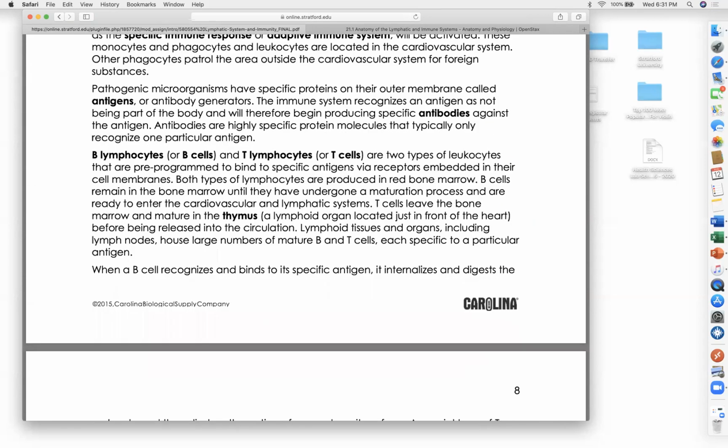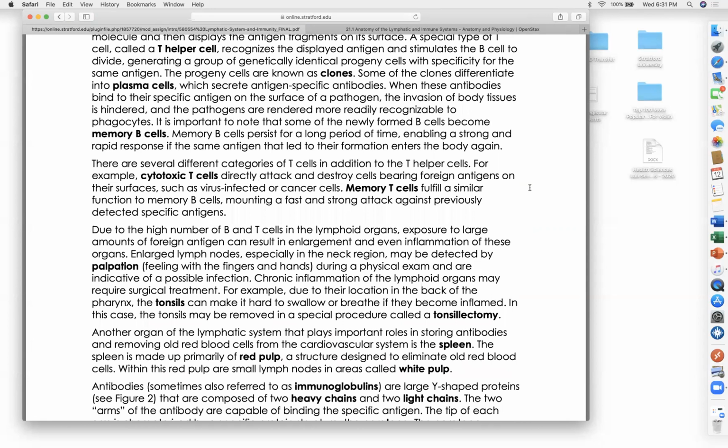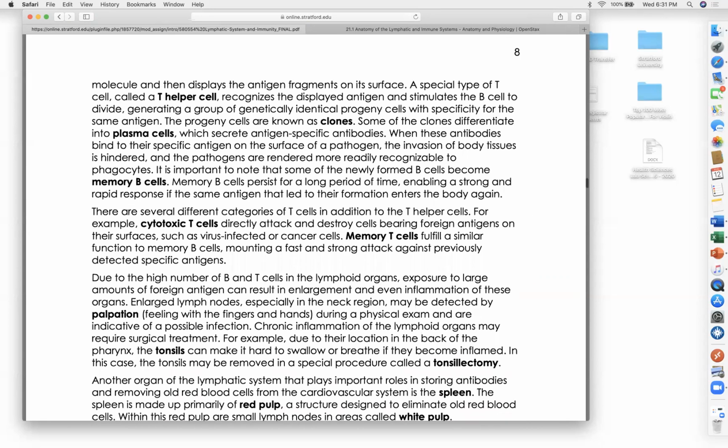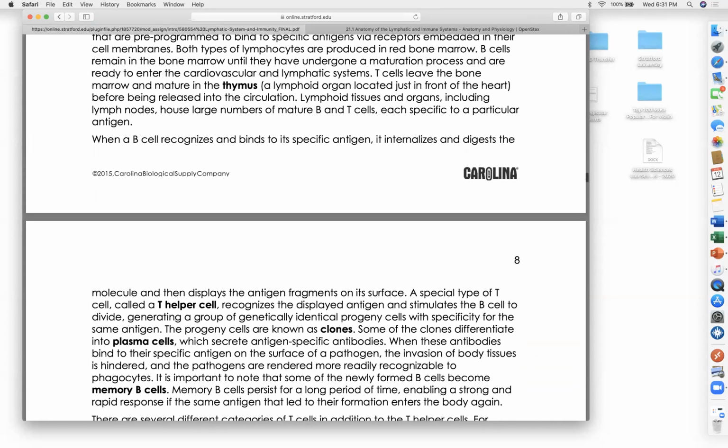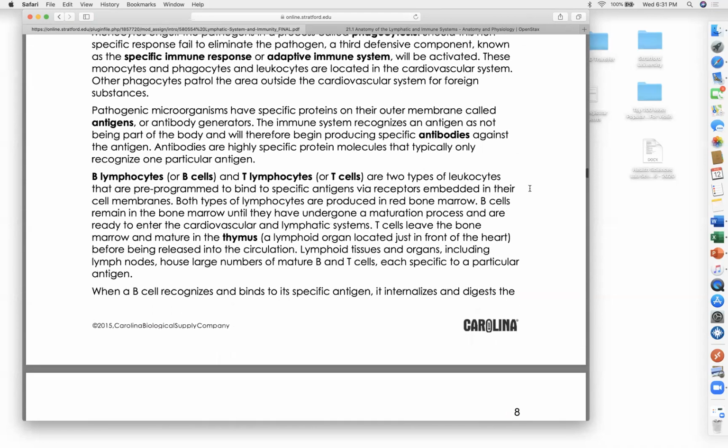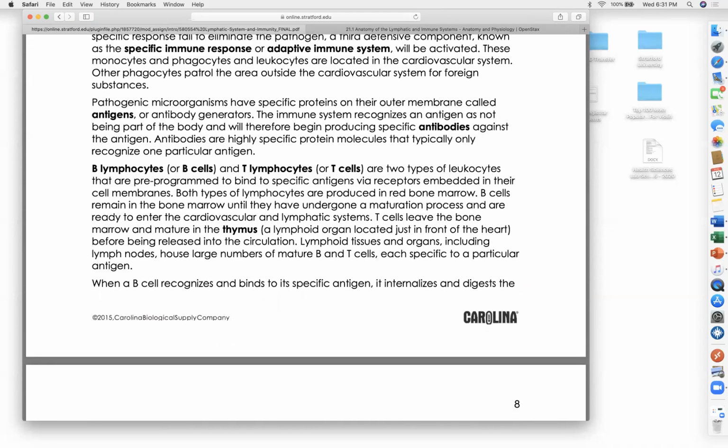Galt, we already went that. B lymphocytes, T lymphocytes. Oh, here we go. Let's now talk about, again, let's go back to B lymphocytes and T lymphocytes.